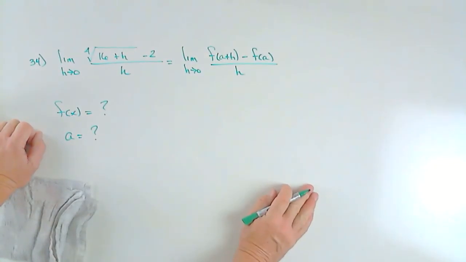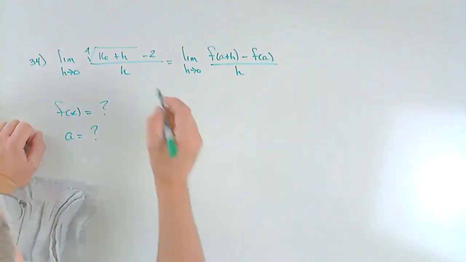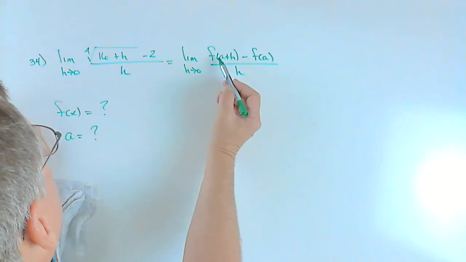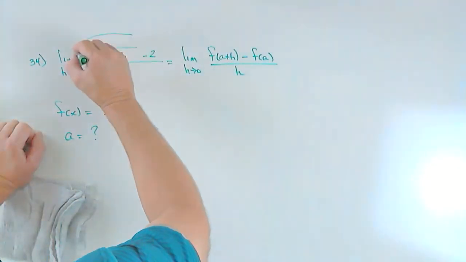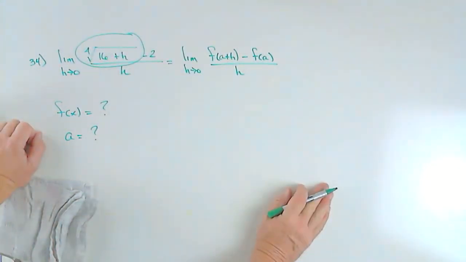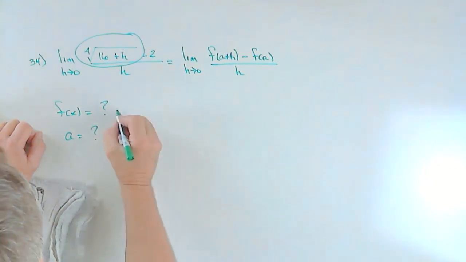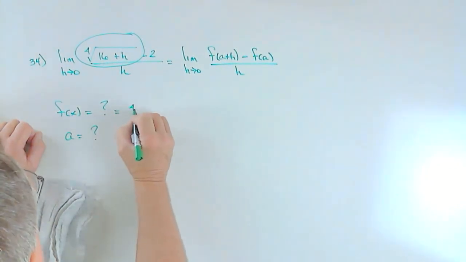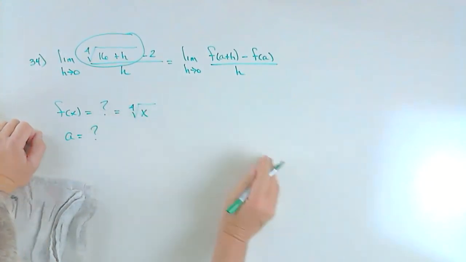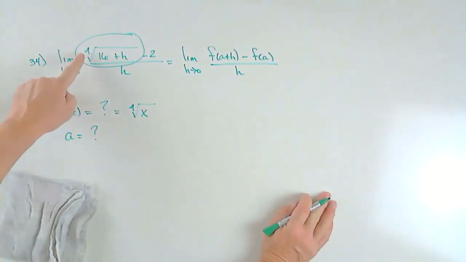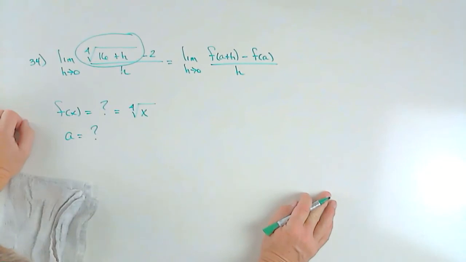Okay, now, here's how you do this. All right, you look at this. This function, f of a plus h, is right there. Okay, that's your function. That's f of a plus h. In other words, your function is the 4th root of x, because your function is a 4th root.